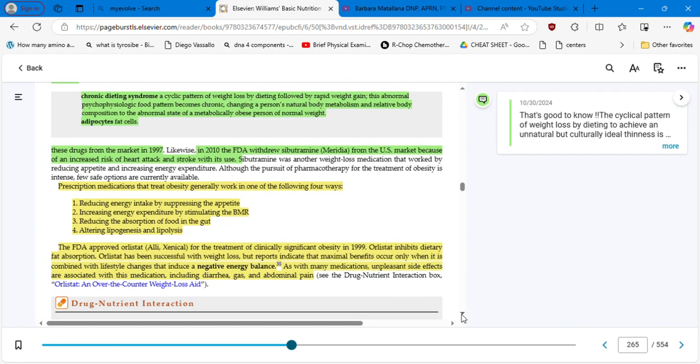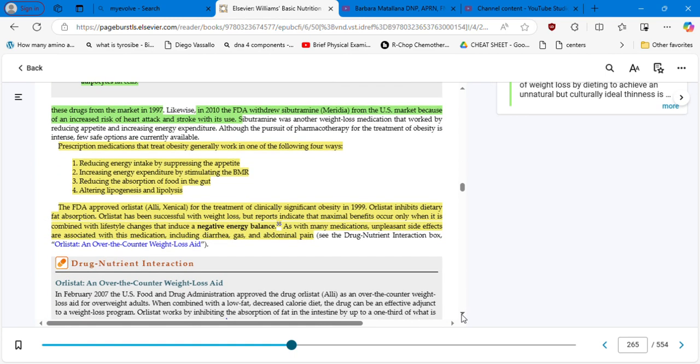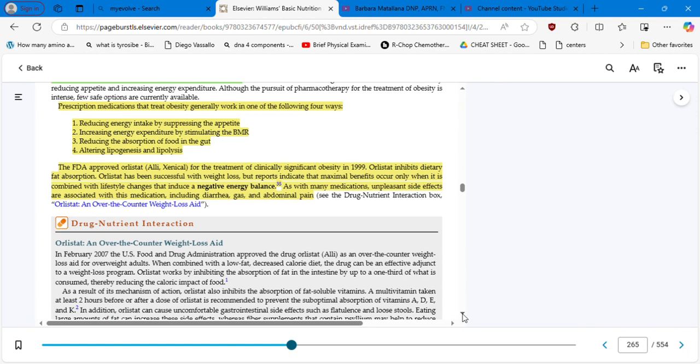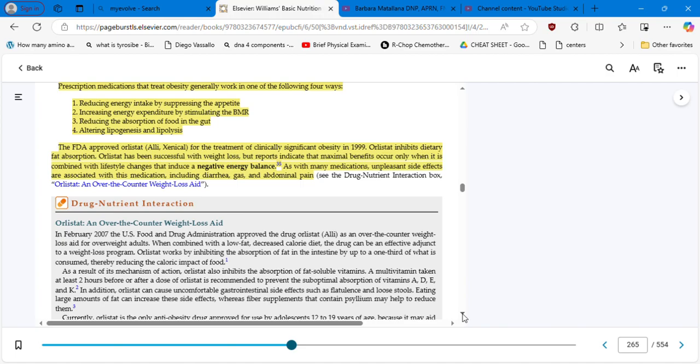Okay, so now prescription medications that treat obesity generally work in one of the following 4 ways. One is reducing energy intake by suppressing the appetite. Two is increasing energy expenditure by stimulating the BMR. Three is reducing the absorption of food in the gut. And four, altering lipogenesis and lipolysis. Lipogenesis is the creation of fat, right? Genesis, lipo. And lipolysis is the destruction of fat. Lysis, lipo.